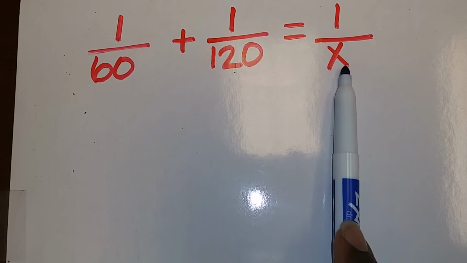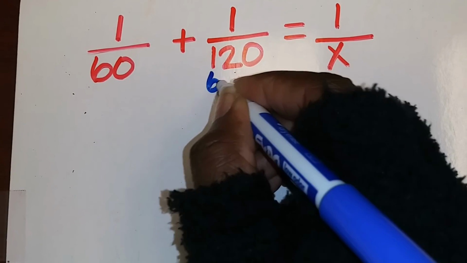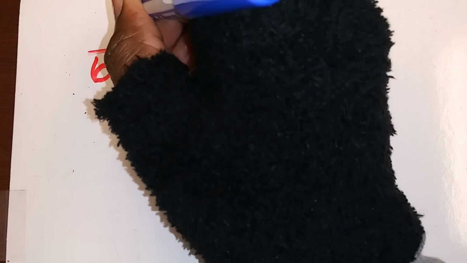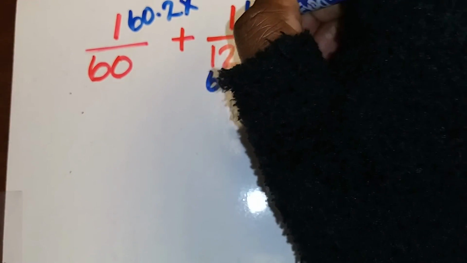I see an X there. If you don't see that, break this up. I've got 60, 2, and X. How many different denominators do you see? I see 60. I see 2. I see X.